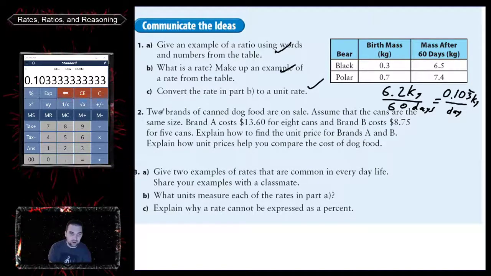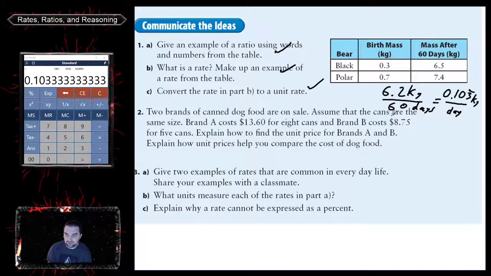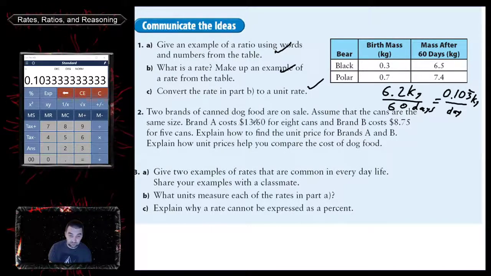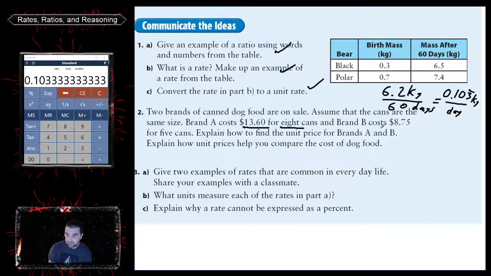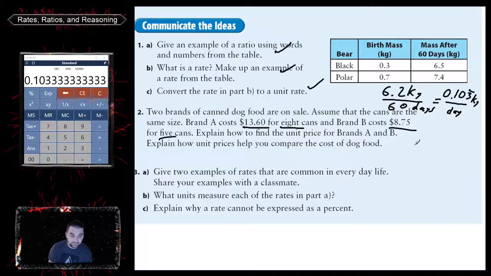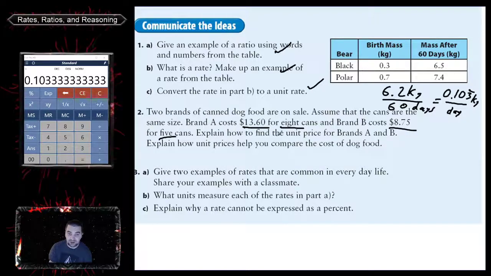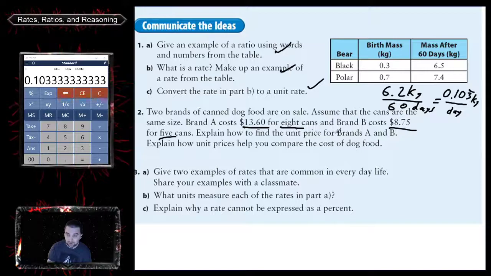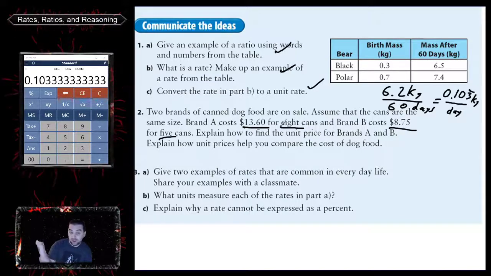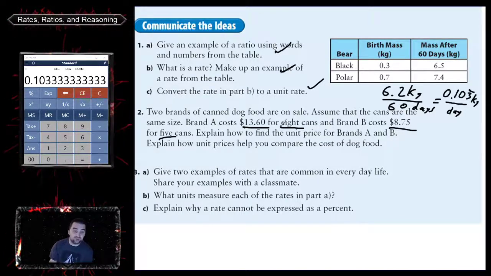Unit rate. Number 2, 2 brands of canned dog food are on sale. Assuming the cans are the same size, brand A costs $13.60 for 8 cans, and brand B costs $8.75 for 5 cans. Explain how to find the unit price for brands A and B. Explain how unit prices help you compare the cost of dog food. Thankfully, I don't have to solve this one for you. We just have to explain it.